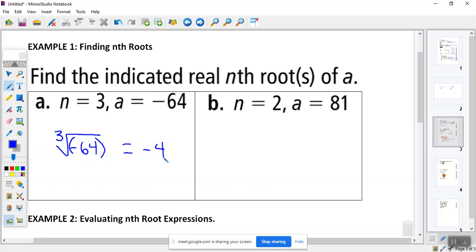Do me a favor, change this index to 4 up here. See what the fourth root of a negative number would have been. See what the fourth root of negative 64 would have been. What do you get? Domain error.